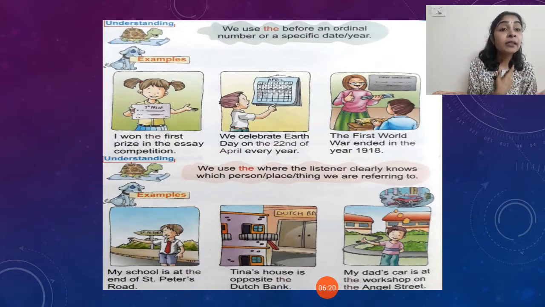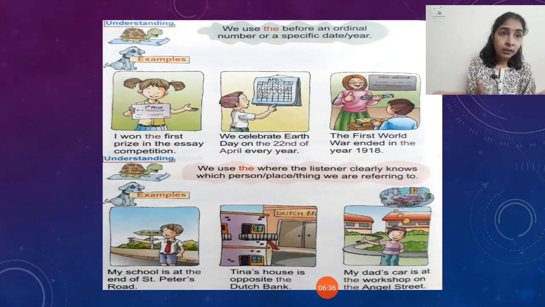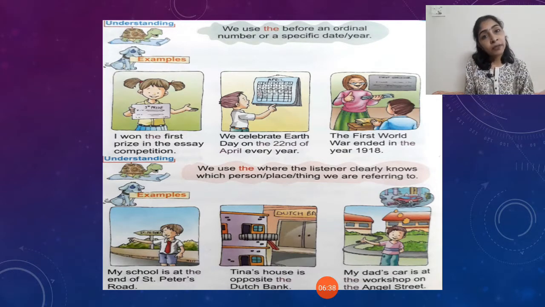My dad's car is at the workshop on Angel Street. Now the workshop is also familiar to the other person, and Angel Street is a famous place, because when we are living in a city, then streets and landmarks are very much clear to us. So when things are definite, we always use "the" for it.